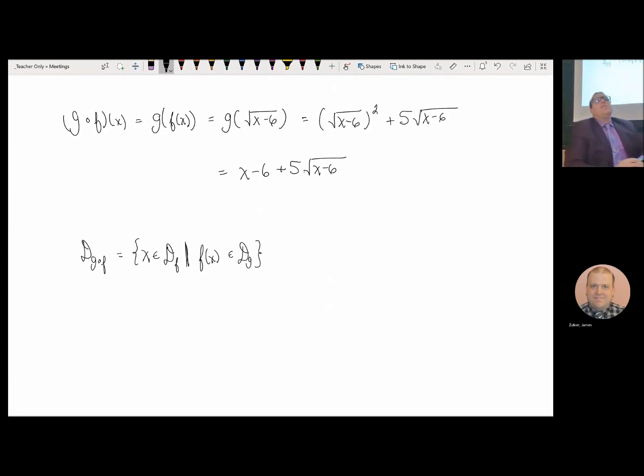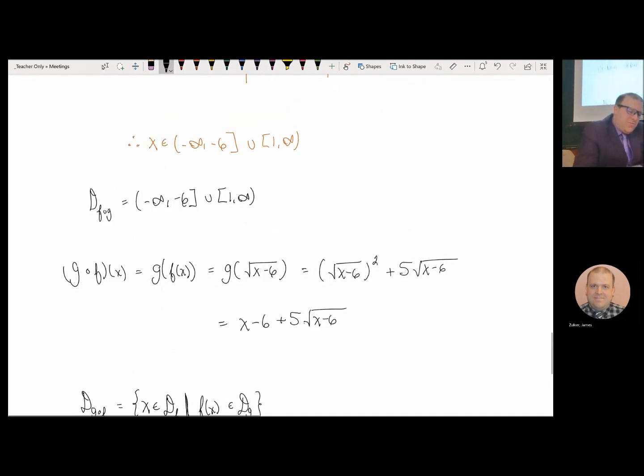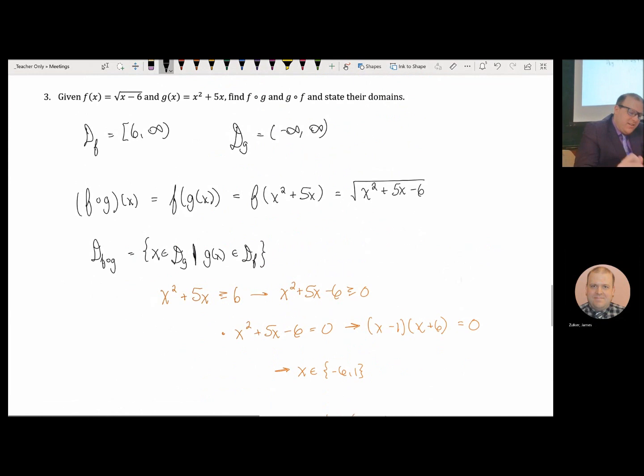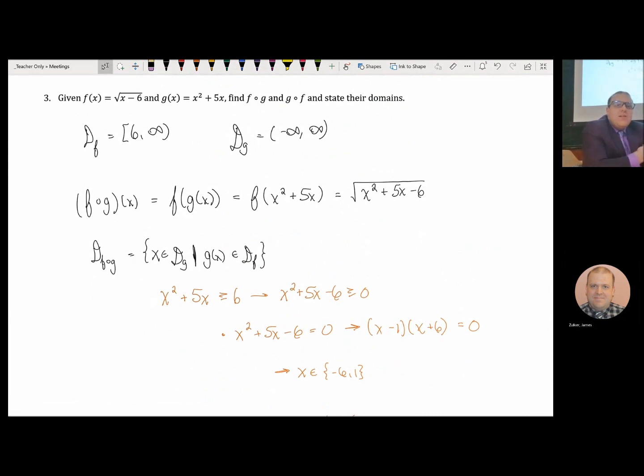Its domain. Set of all elements in the domain of f that make f of x in the domain of g. Domain of g, all real numbers. Right? So we need values in the domain of f that make the square root of x minus 6 a real number.